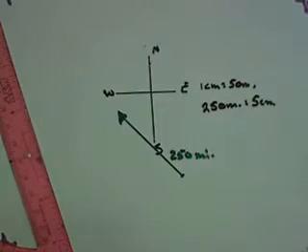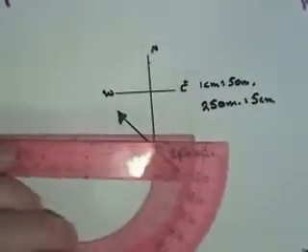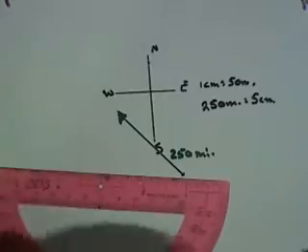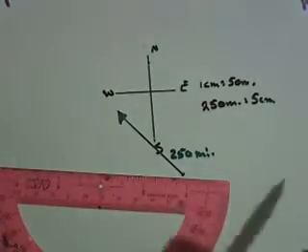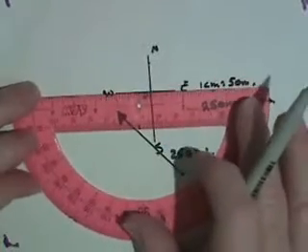And then the problem says that you travel due west for 150 miles. So let me pick another color. And we go due west, which is going to be straight along this line.